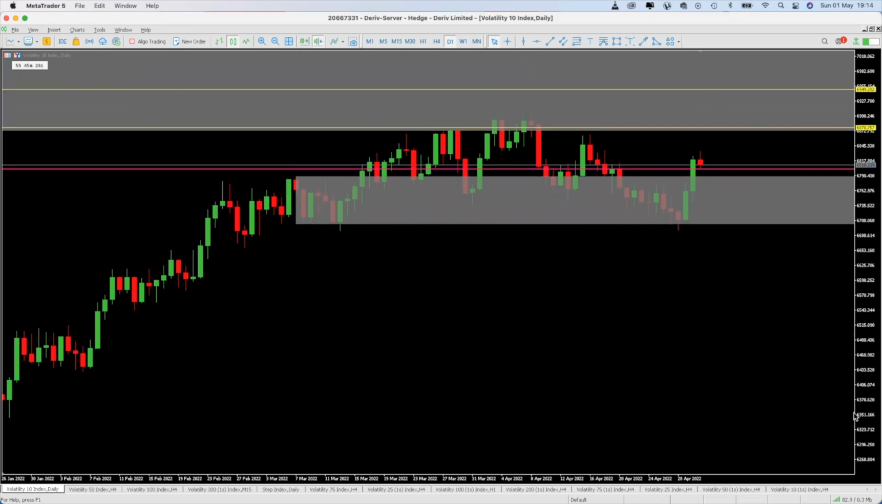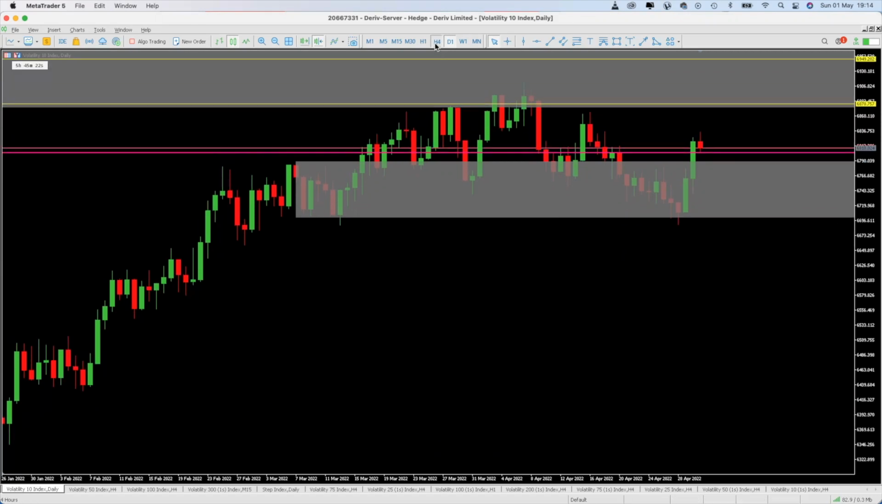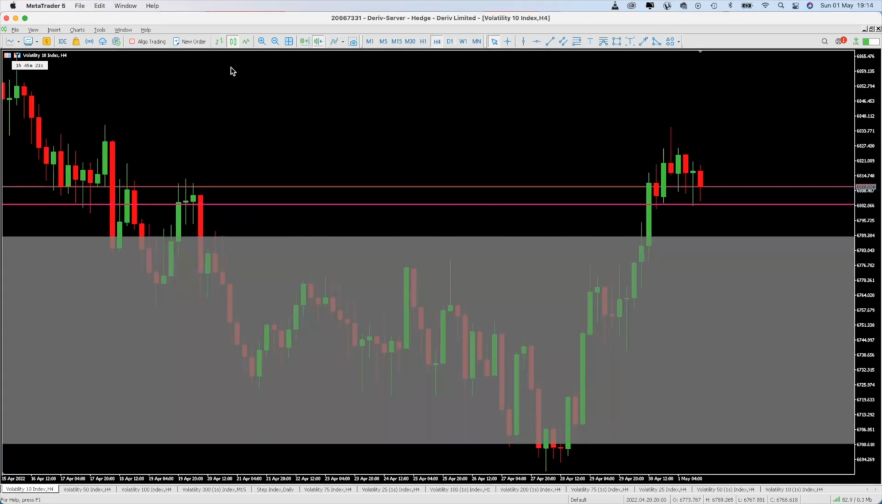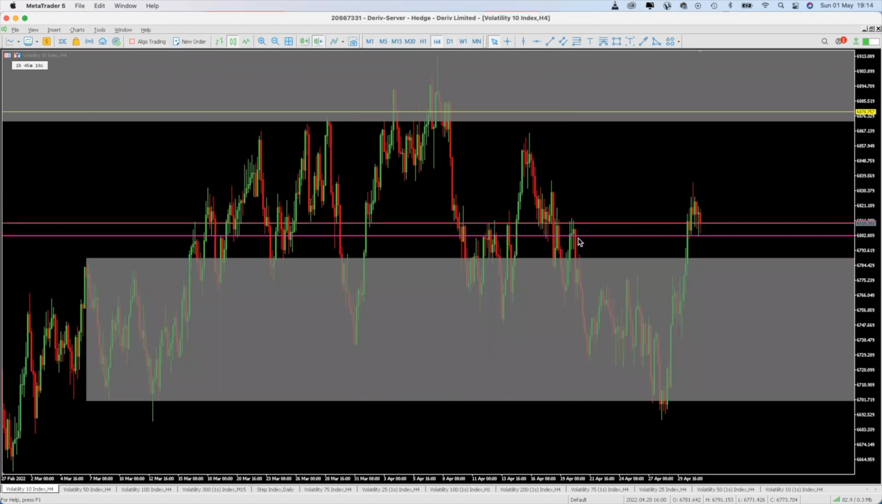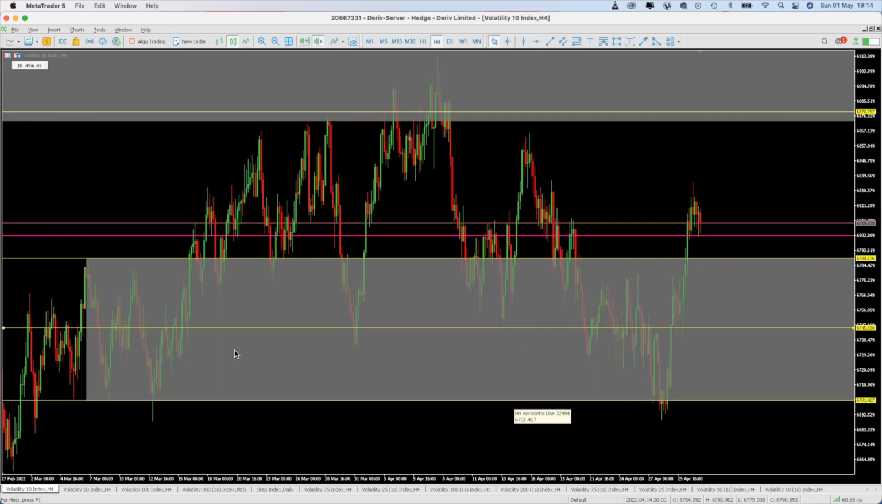So what am I seeing on H4 here? Interesting. This is the weekly order block. Remember, this is the weekly order block, and I place the zones here as well. This is what it looks like in the 4 hour. It's a cluster of candles.